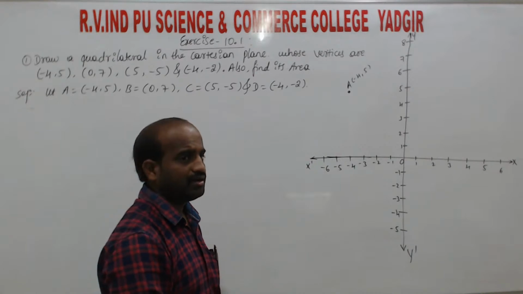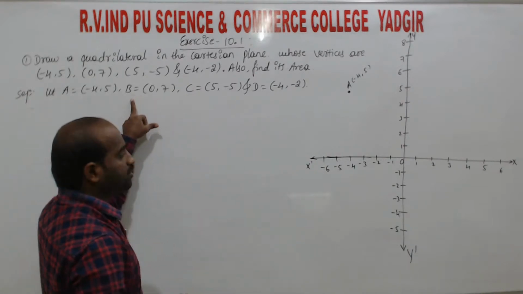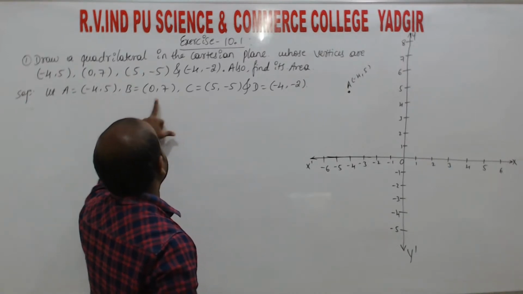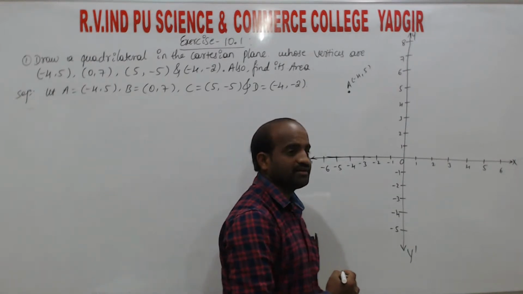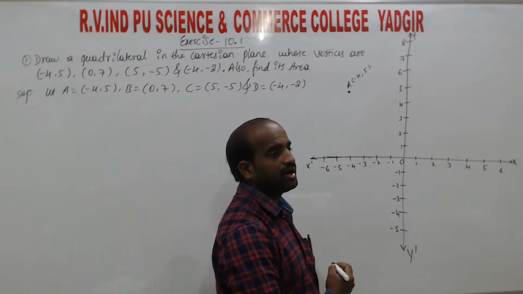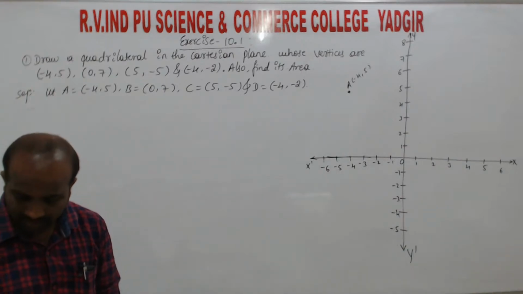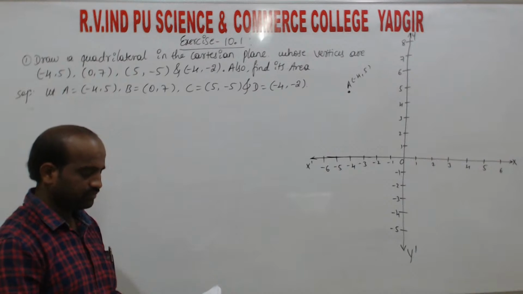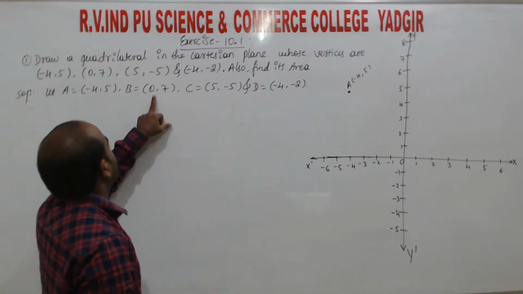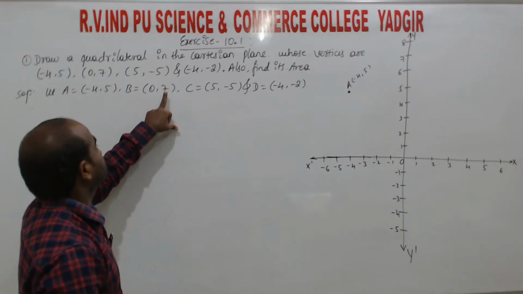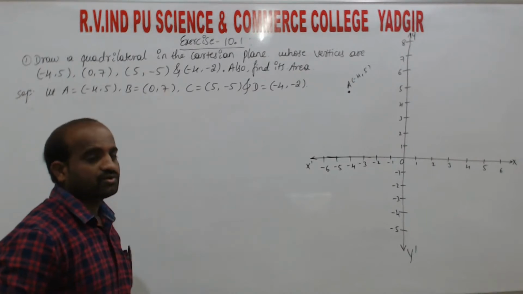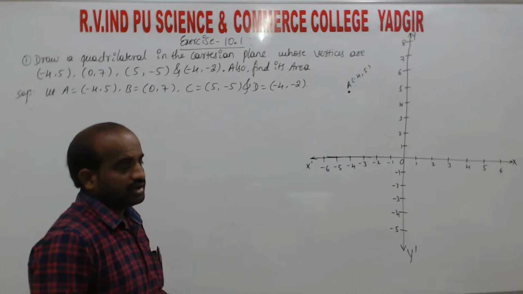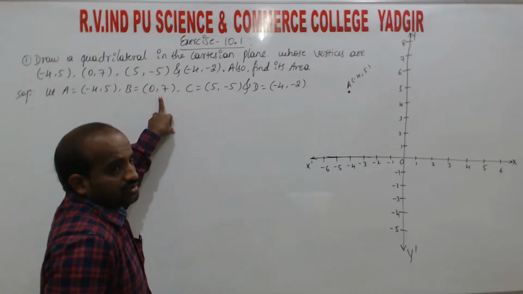Next, B point is 0 comma 7. The x coordinate is 0 and the y coordinate is 7. On the x axis, the y coordinate is 0. On the y axis, the x coordinate is 0.